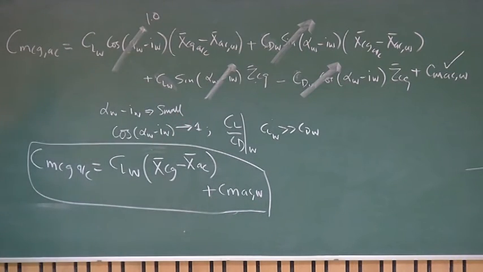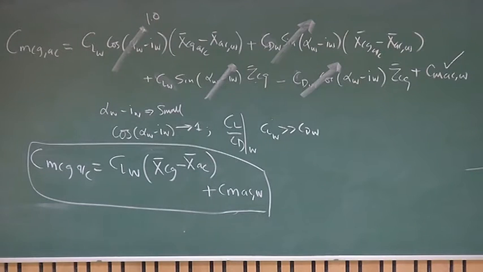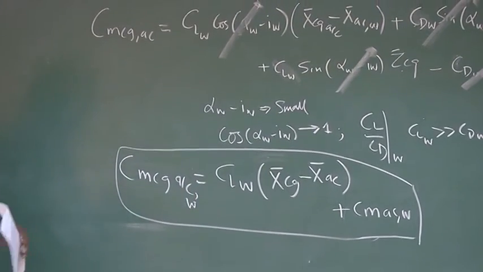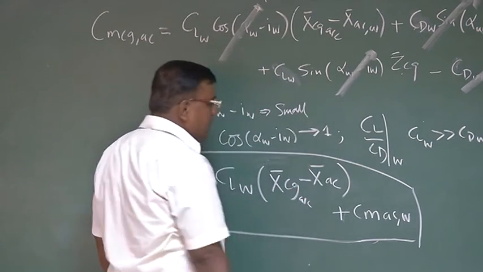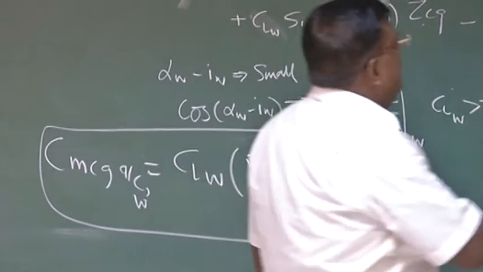I told you we'll handle this term. Let us try to give an interpretation to this. What is this CM CG aircraft? That is the non-dimensional pitching moment coefficient about CG of the aircraft because of the wing. So I'll put a notation wing also so that you understand this is the contribution because of the wing. What is the XCG? XCG is of the whole aircraft. So I put aircraft.